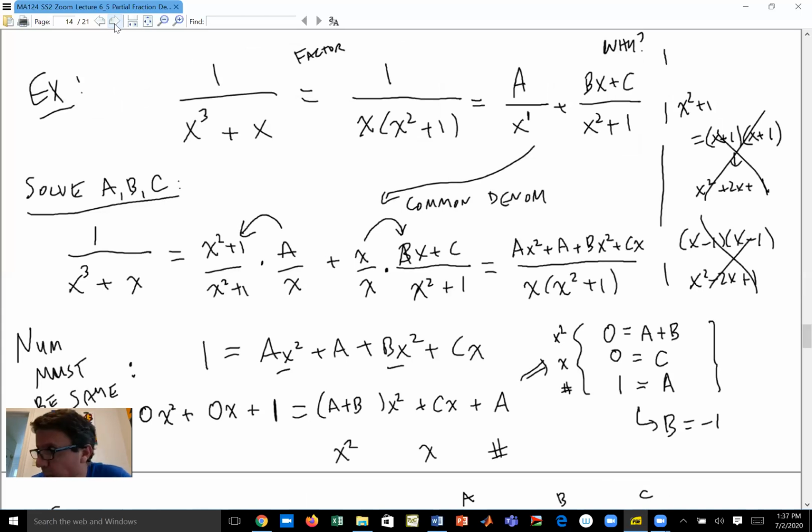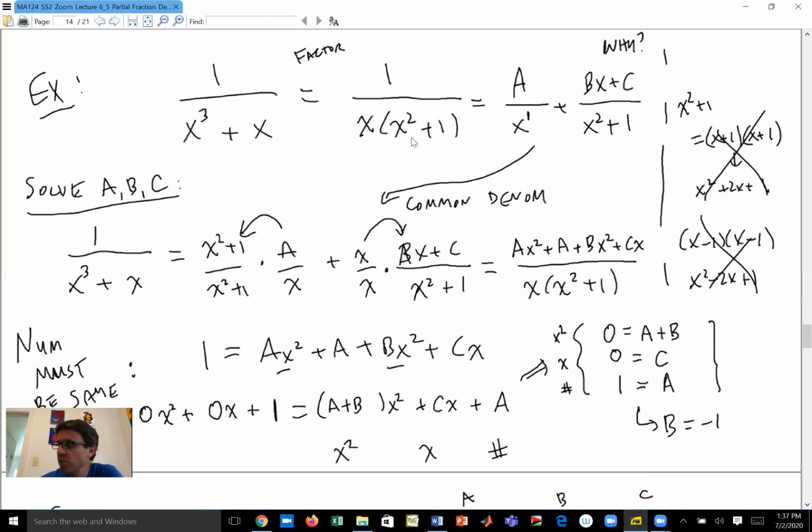Where it gets more complicated, and it just looks cluttered, but here's the original problem, 1 over x cubed plus x. And you do realize it factors, x and x squared plus 1. So here's the new catch for partial fraction decomposition.